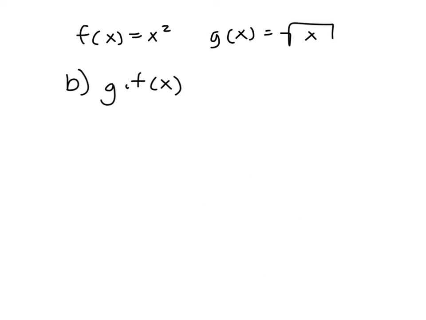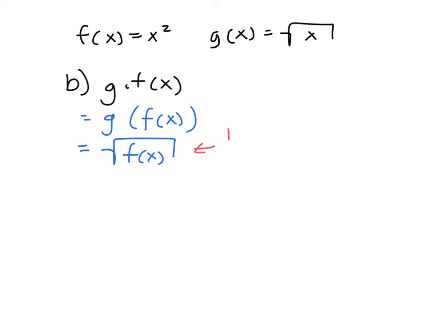Alright, so now let's do another example. This is g of f of x. For this one, I'm going to plug in f of x for x in g. So instead of square root of x, I'm going to have square root of f of x. Now, what am I allowed to put in for f of x? What's the domain of f of x? Well, it's negative infinity to infinity. I can plug in anything for f of x.